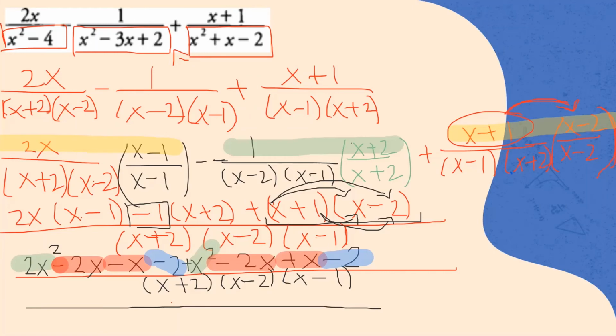So 2x squared plus x squared gives you what? 3x squared. Yep, thank you. And then negative 2x minus x minus 2x plus x. What do all those terms combined give you? Negative 4x.